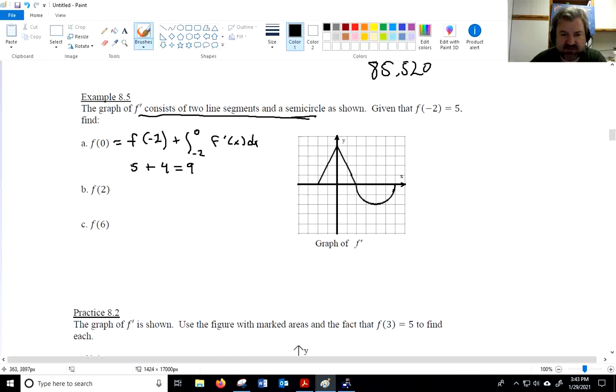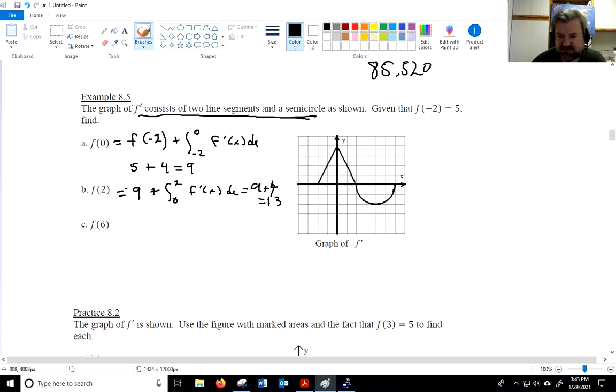So f of 2, I could start at negative 2, but why don't we just start at f of 0? F of 0 is 9 plus the integral from 0 to 2 of f prime of x dx. Well, the integral from 0 to 2, I want to say that's the same, right? That's another 4, so that's equal to 9 plus 4 is 13.